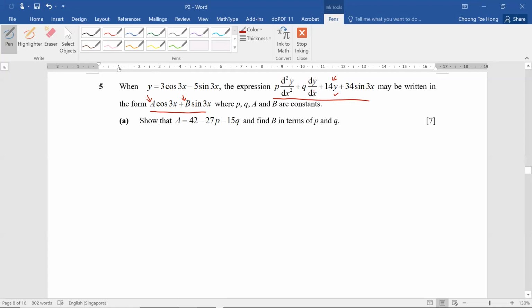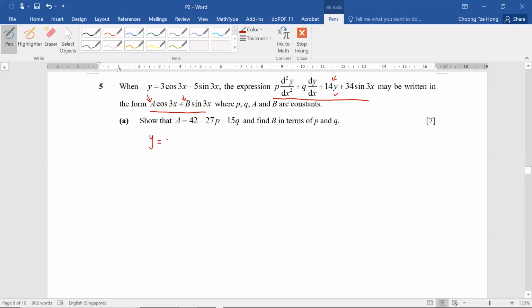If I don't know, then I ask myself one question: can I find it easily or not? Your answer should be yes. All you need to do is differentiate y, you get dy dx. Then you differentiate dy dx one more time, you get d2y dx squared. So let's go ahead and do that.